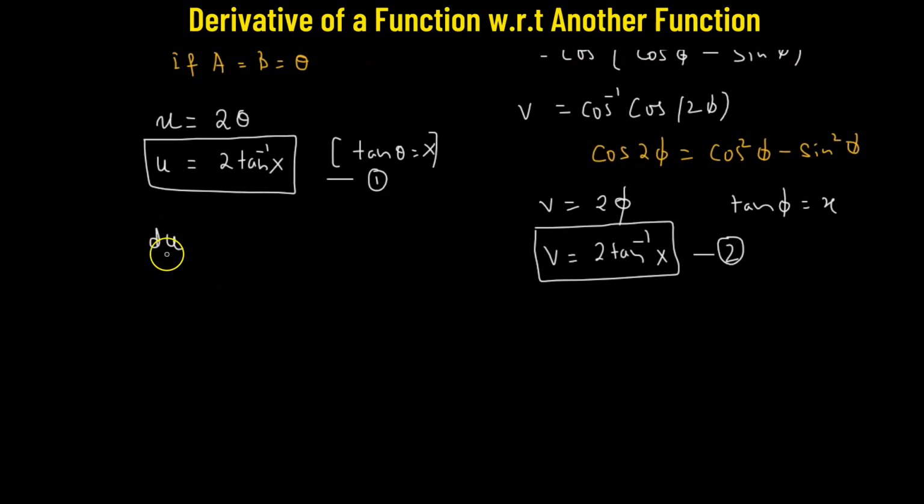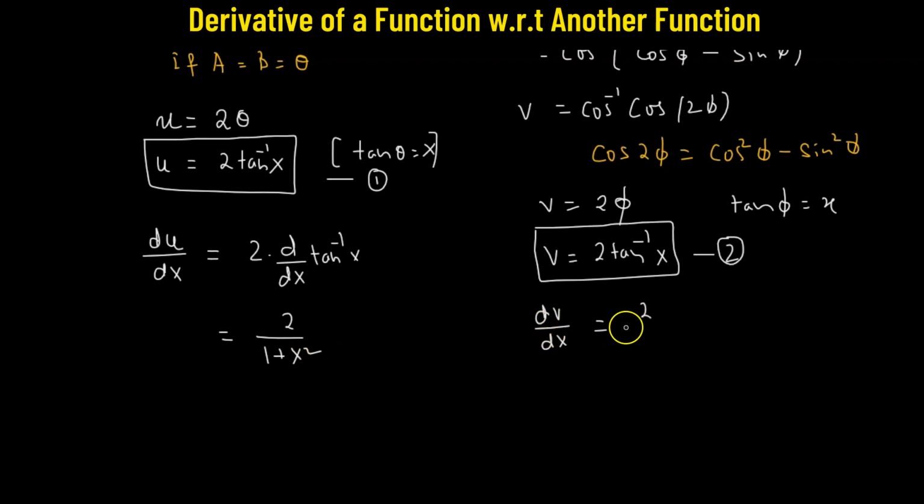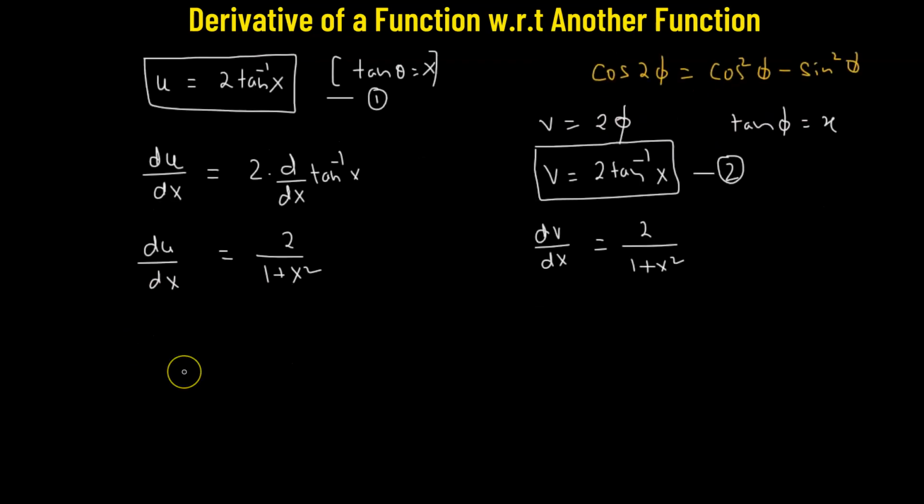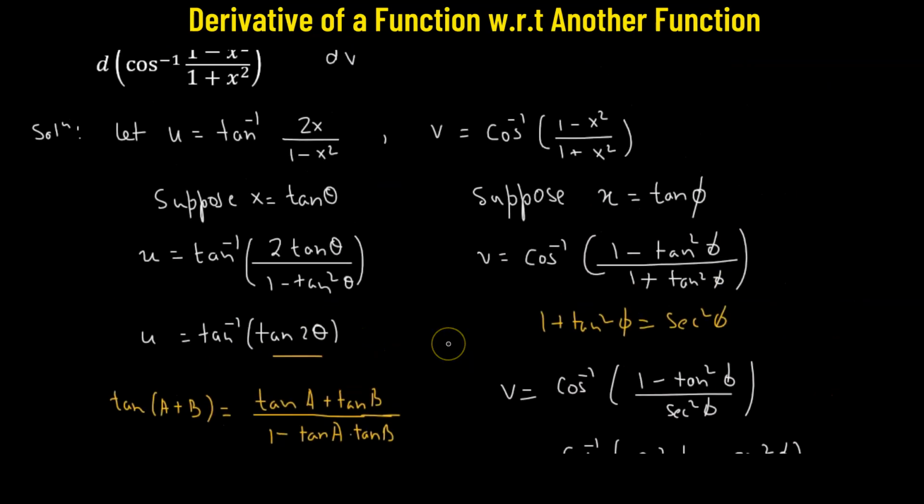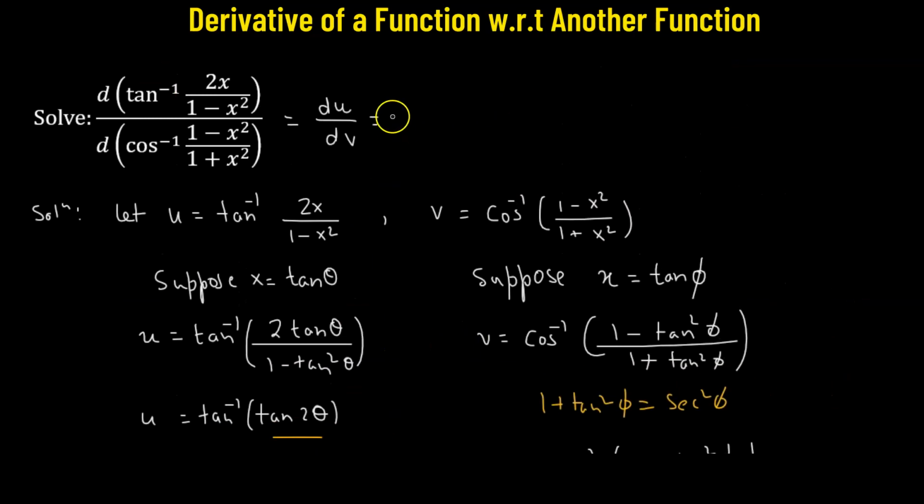The derivative of u with respect to x is simply equal to 2 times the derivative with respect to x of the inverse tangent function. The derivative of the inverse tangent function is a standard formula giving 1 over 1 plus x squared. Now similarly, when we take the derivative of v with respect to x, this is also going to give us 2 over 1 plus x squared. So this is du over dx. And finally, we can find the derivative of u with respect to v. So that will be the derivative of u with respect to x, and we divide it by the derivative of v with respect to x, which is going to give us 1. Now that means the value of the following derivative is a simple value, equal to 1.